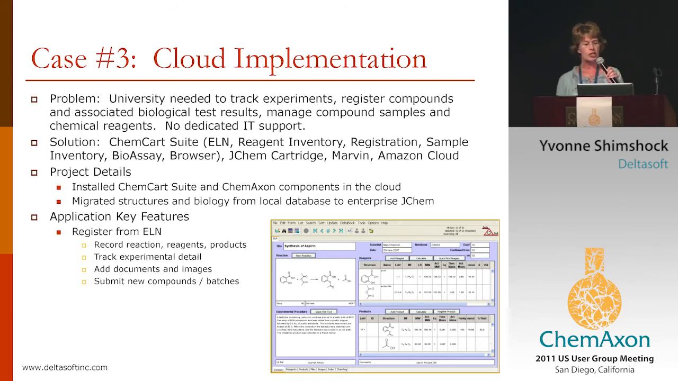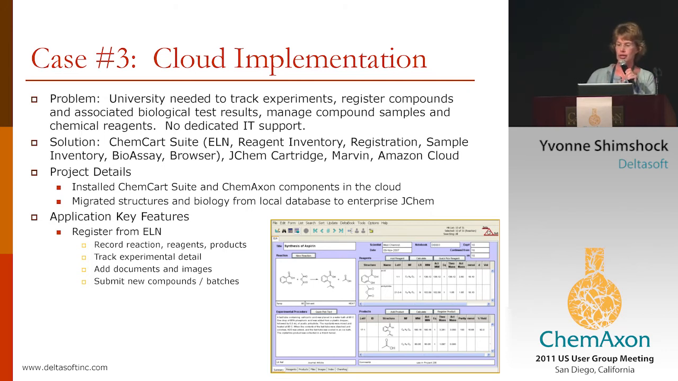Some of the project details, again: we did the installation on the cloud, and then we migrated structures and biologies from local databases out to the enterprise JChem. One of the key features here was that the university wanted to be able to register from the ELN, and so some of the functionality that they have here is the ability to record the reaction, reagents, and products.